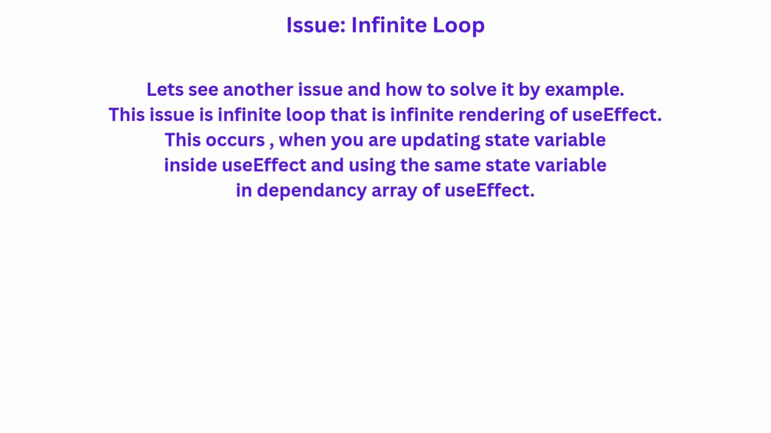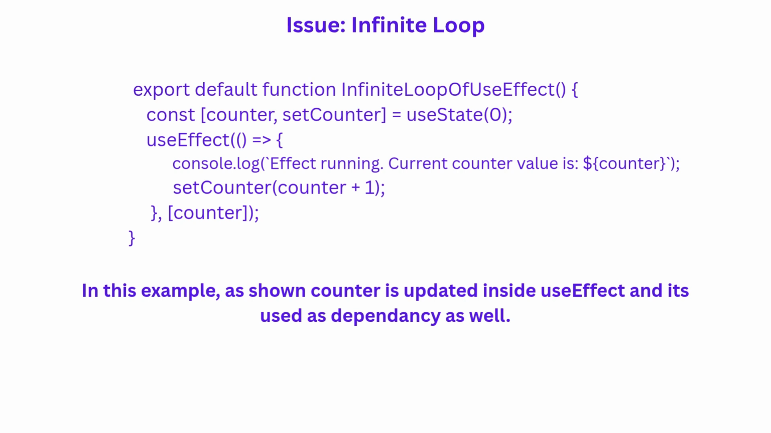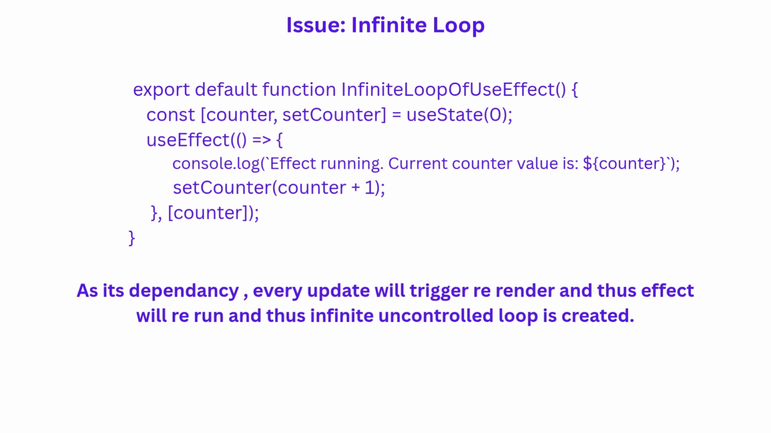Let's see another issue and how to solve it by example. This issue is infinite loop, that is infinite rendering of useEffect. This occurs when you are updating a state variable inside useEffect and using the same state variable in the dependency array of useEffect. In this example, as shown, counter is updated inside useEffect and it's used as a dependency as well. As it's a dependency, every update will trigger a re-render and thus the effect will rerun and thus an infinite uncontrolled loop is created.